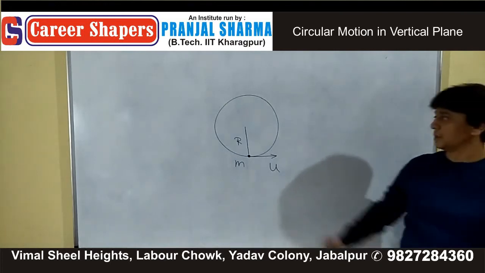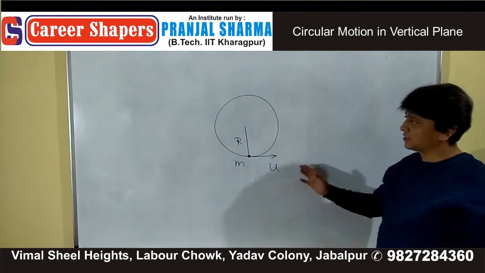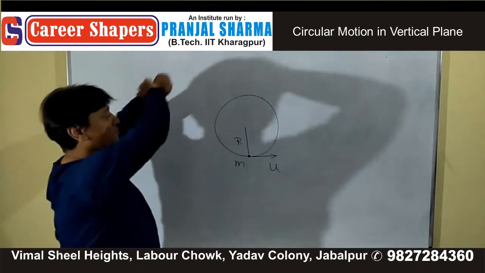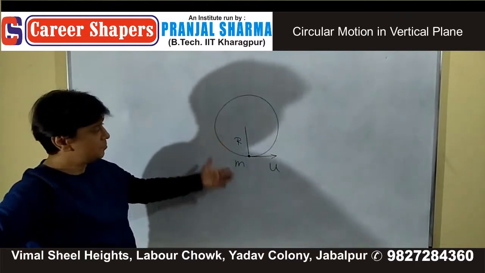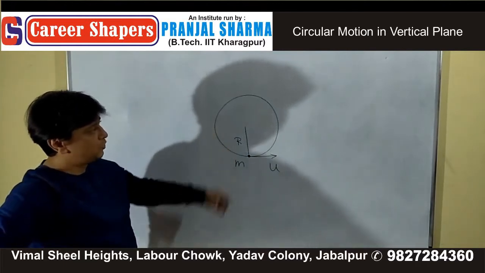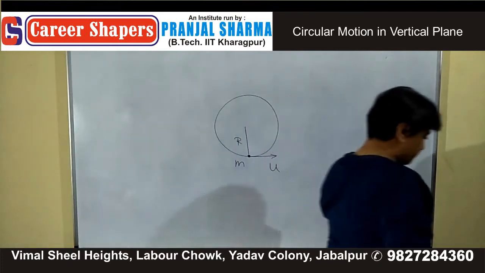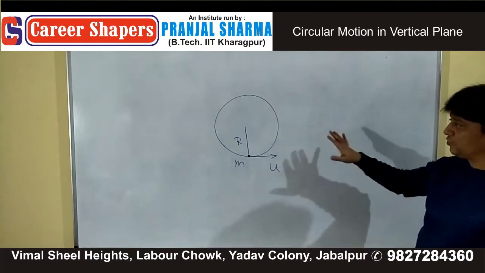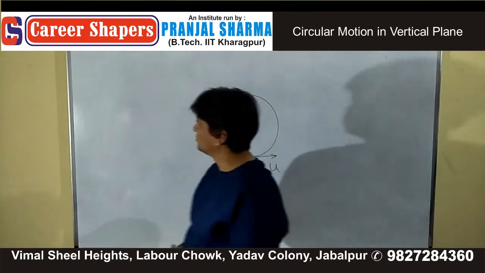Note down the question. Find out minimum velocity at the lowest point so that object can complete 1/4 circle. Now, pause the video, try to find this answer, and then come back and see the solution.